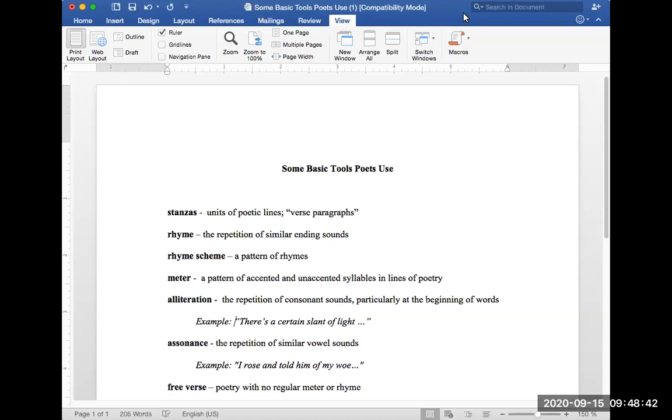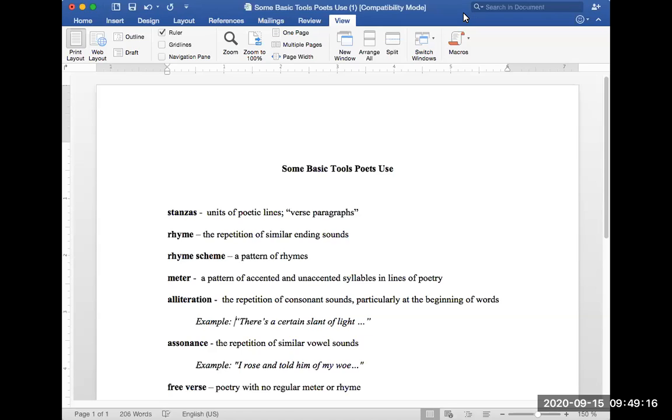Rhyme scheme is the pattern of rhymes. So in the video about formal poetry, we talked about how My Papa's Waltz has an ABAB rhyme scheme because every other line rhymes with each other. That's a rhyme scheme. Meter is a pattern of accented and unaccented syllables in lines of poetry. I think I said stressed and unstressed in the formal poetry video.